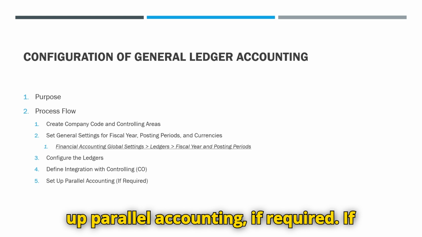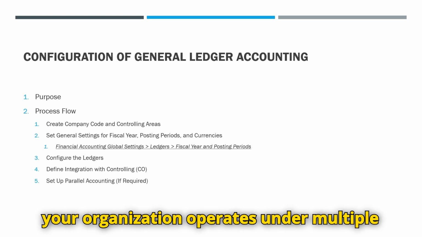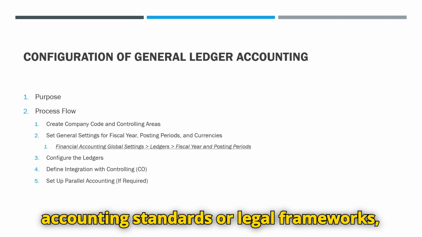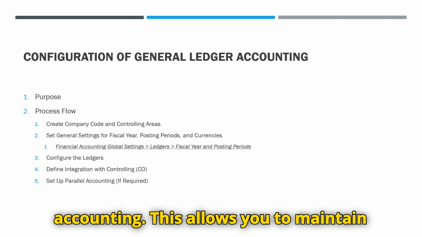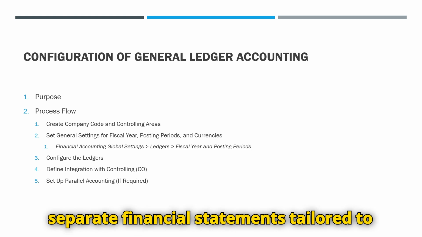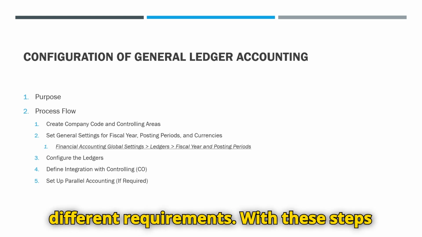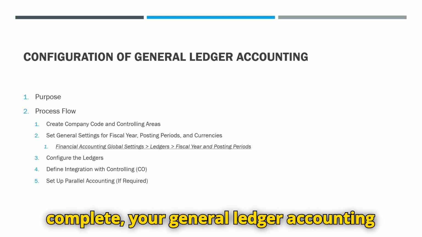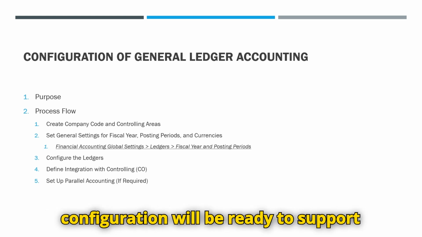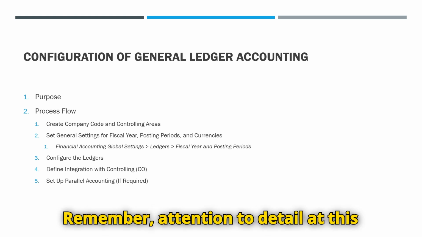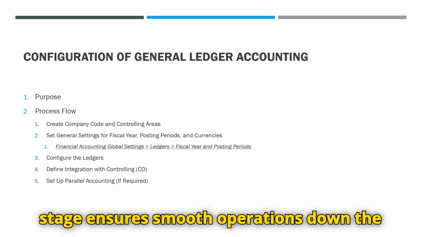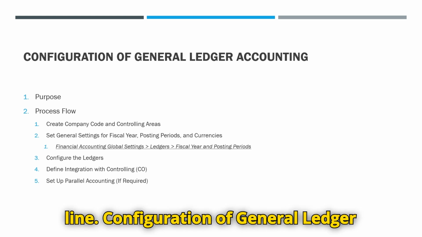Set up parallel accounting, if required. If your organization operates under multiple accounting standards or legal frameworks, you'll need to configure parallel accounting. This allows you to maintain separate financial statements tailored to different requirements. With these steps complete, your general ledger accounting configuration will be ready to support your organization's financial processes. Remember, attention to detail at this stage ensures smooth operations down the line.